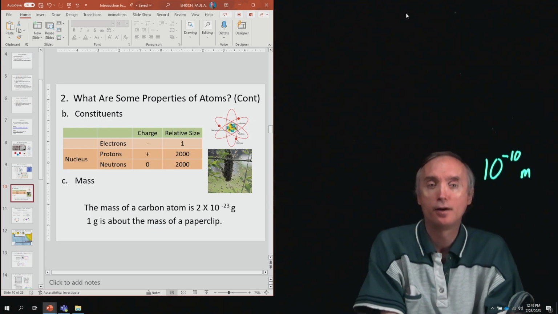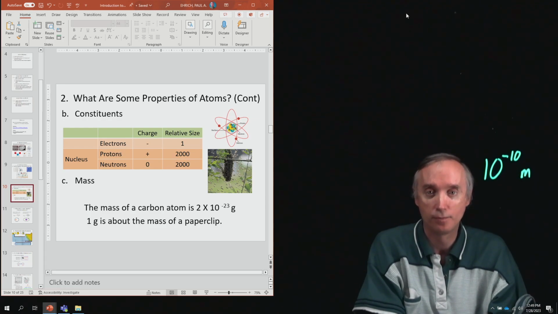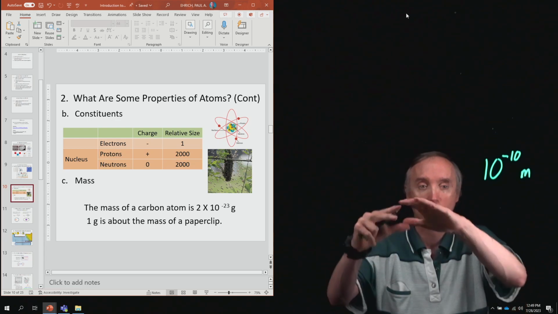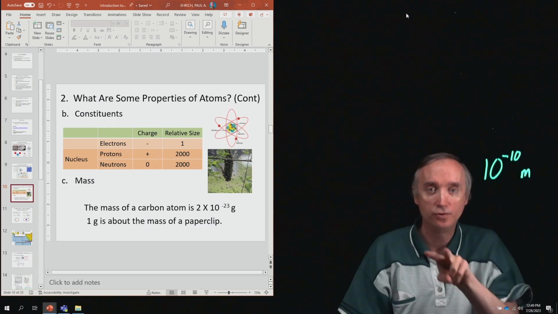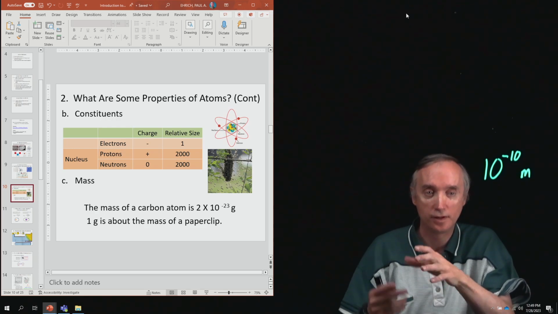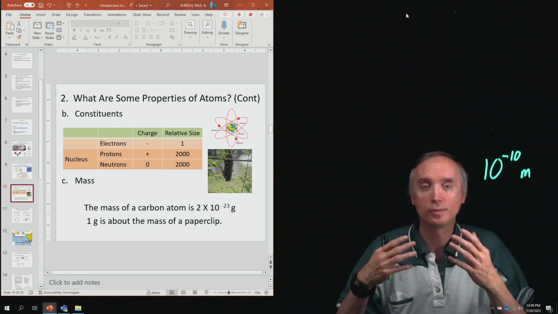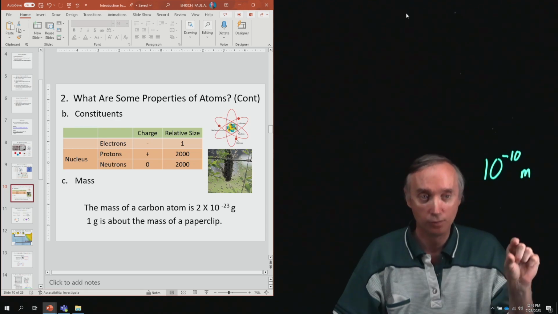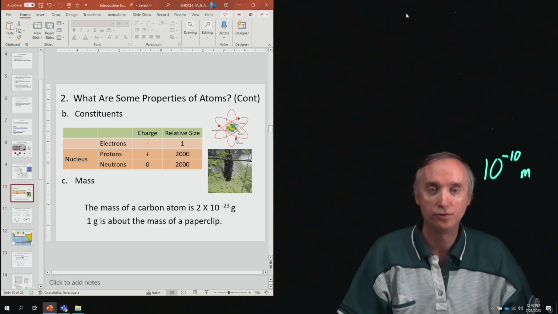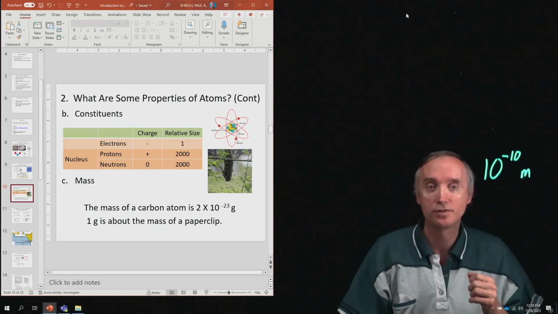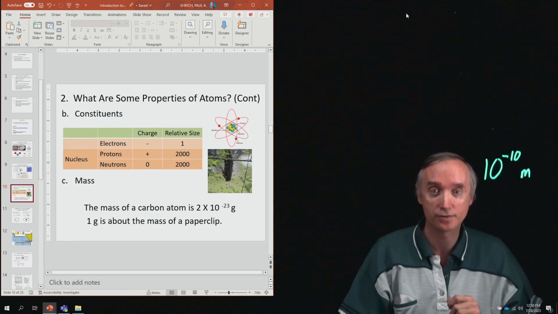Okay, what about the relative size of the particles inside the nucleus and the electrons? Imagine a bowling ball, a bowling ball, and then a ping pong ball. The two bowling balls are approximately 2,000 times heavier than that little ping pong ball. Similarly, both the proton and the neutron are about 2,000 times heavier than the electron. So that means most of the mass in the atom is located in its nucleus.